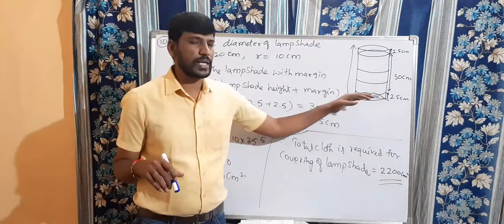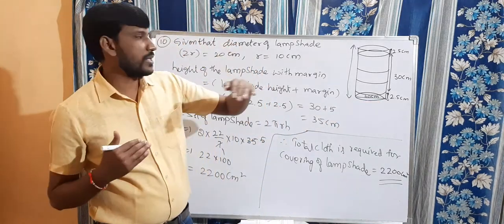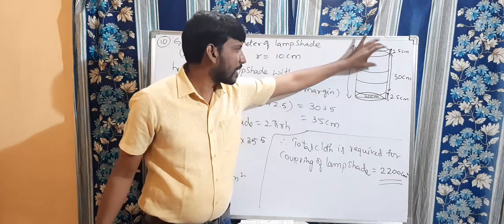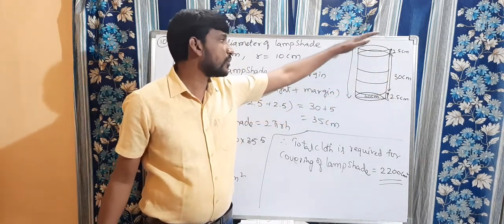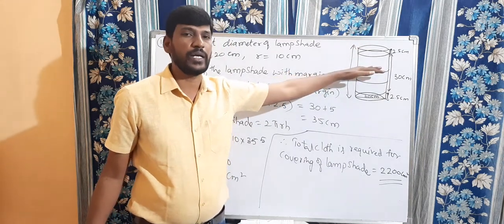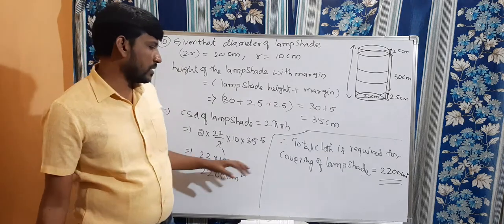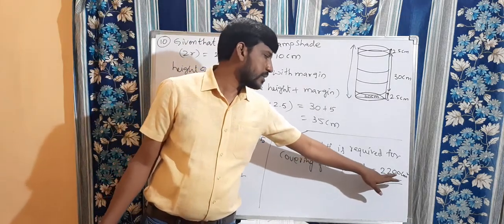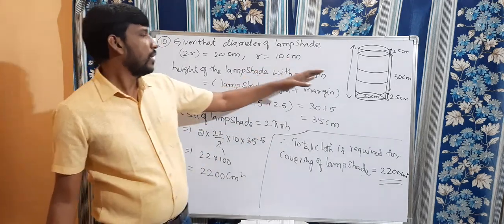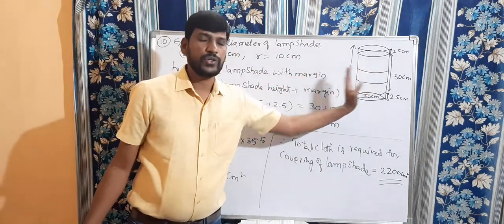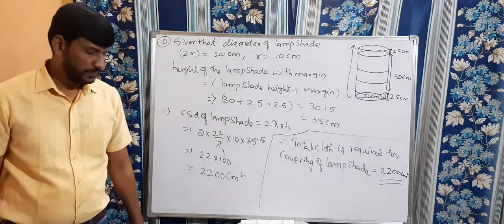So try to understand the question here. The given margin top and bottom is 2.5 centimeter in the top and 2.5 centimeter in the bottom also. This margin also we should include in the lamp shade to cover with cloth. Clear, my dears? So total is 2200 centimeter square cloth required to cover the lamp shade. Clear? I hope you understood that. Please copy this.